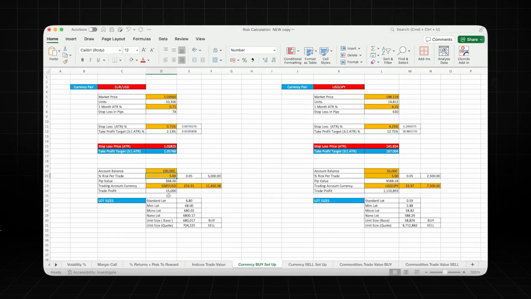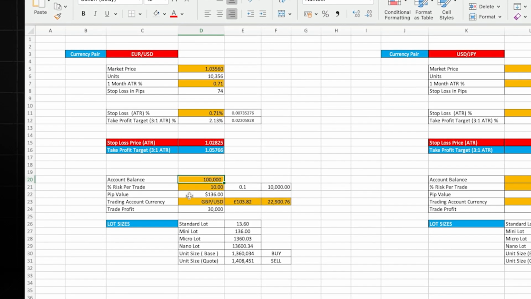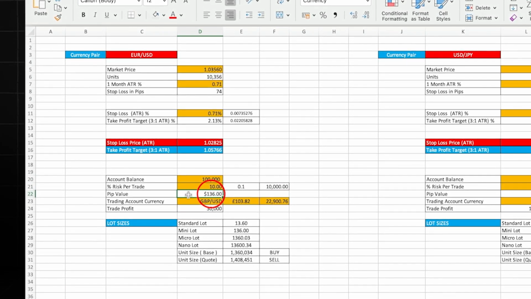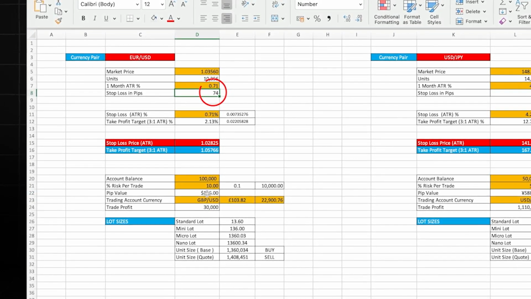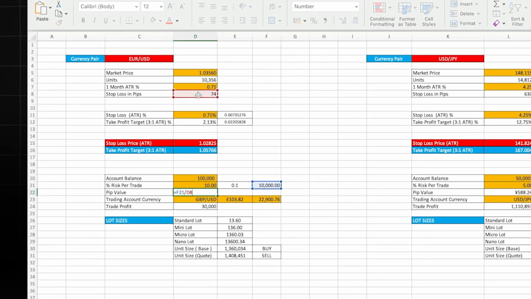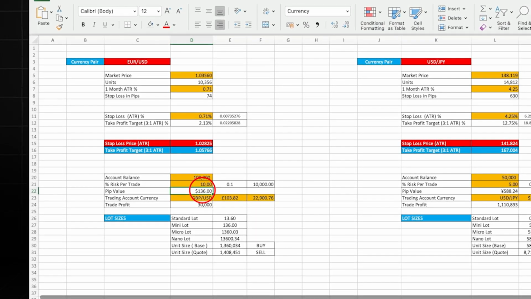So just remember, when you're getting into a trade, you need to know where to place your stop loss based on volatility, but how much you place on the trade is going to be predetermined by how much you're willing to risk, okay? So let's say, for an example, I now want to risk 10% of my account. So 10,000 is 10% of 100,000. And notice my pip value is now $136 per pip because the stop loss is 74 pips. So I have to divide 100,000 by 74 and it tells me my pip value is $136 per pip.